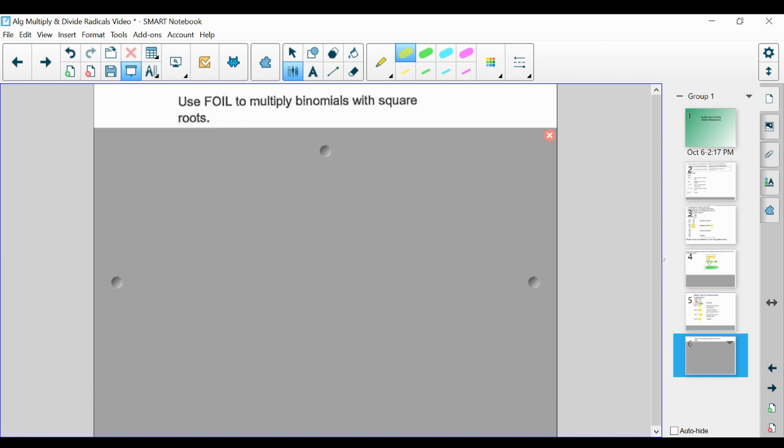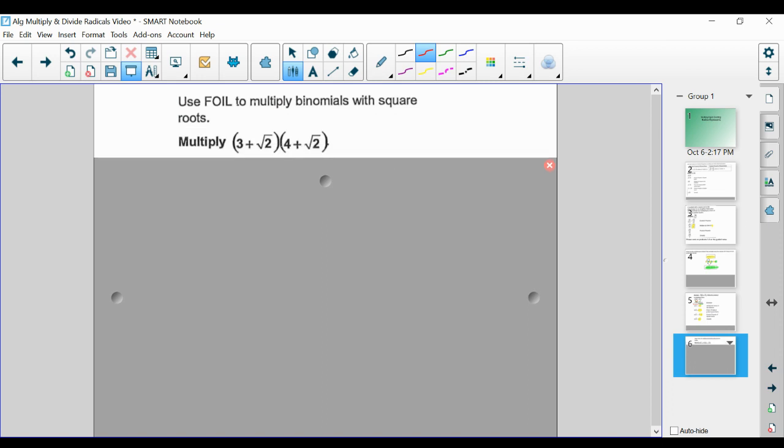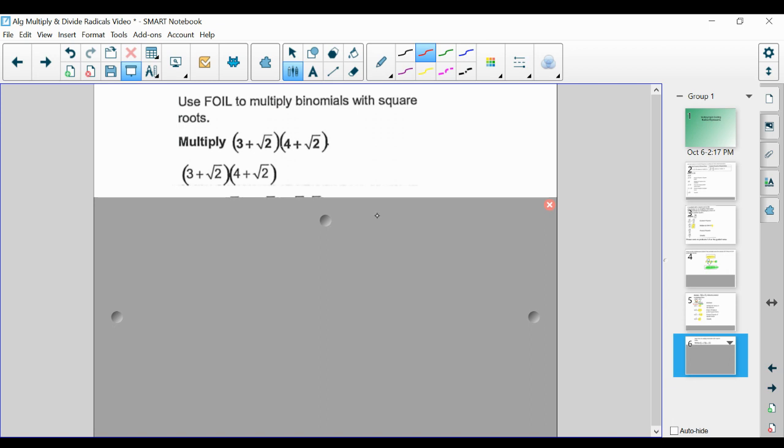Awesome. Now we can also use the FOIL method to multiply binomials with square roots. Again, we're going to go through an example, but that's why we talked about multiplying polynomials first, because now that we have some practice with it, we can apply that same concept to multiplying expressions that have a radical. So let's say we want to multiply 3 plus the square root of 2 times 4 plus the square root of 2. Well, we're going to write our problem first, and now we're going to use the foiling method.